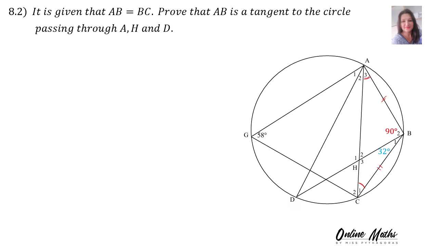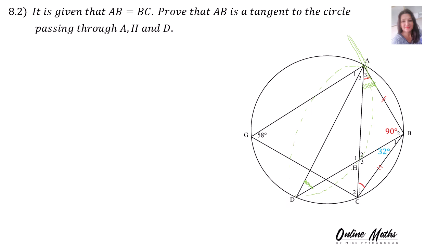A, H and D. There's your invisible circle. And AB forms a tangent to that circle. So we need to prove that it's a tangent. So if we can prove that this angle is equal to that angle, then we know it's a tangent. It's the converse of the tan-chord theorem. The angle between a tangent and a chord is equal to the angle in the opposite segment.